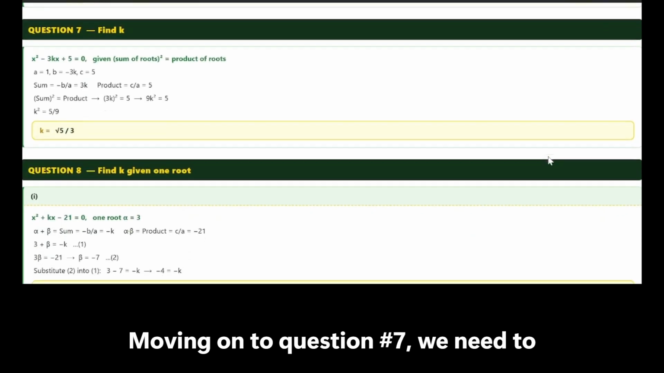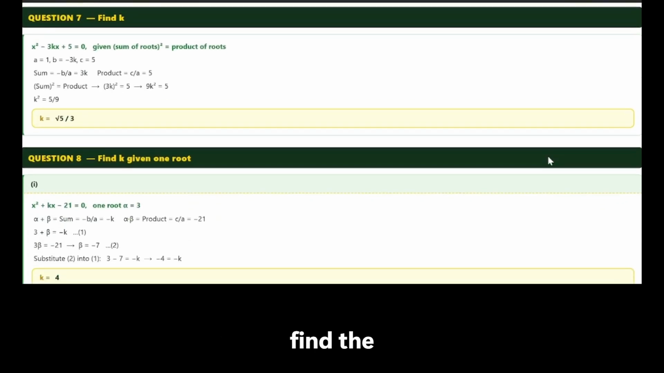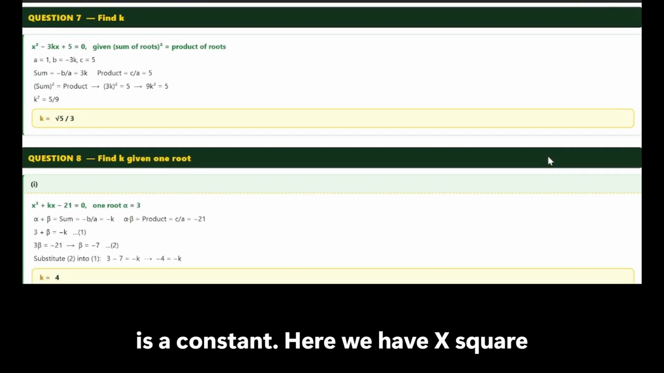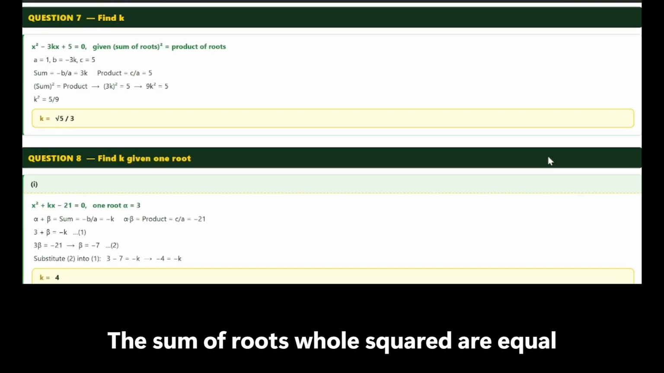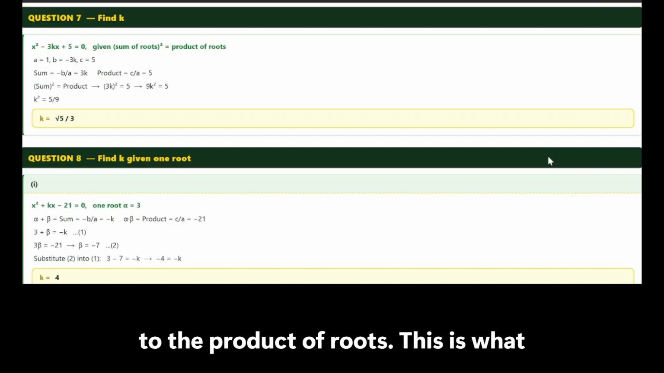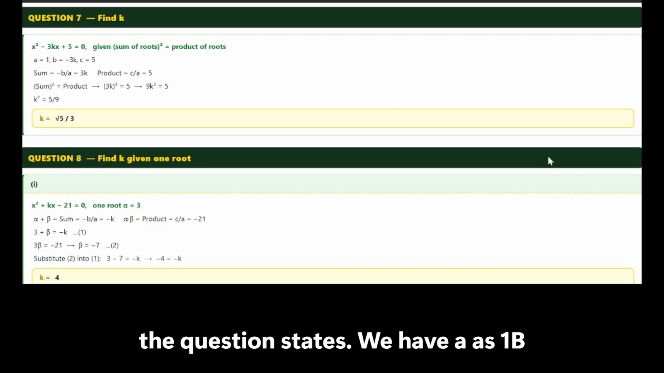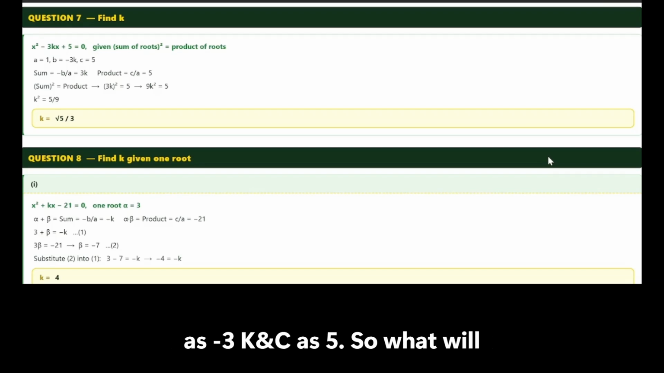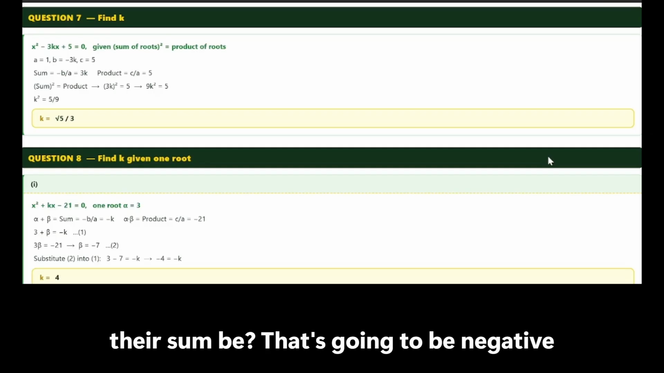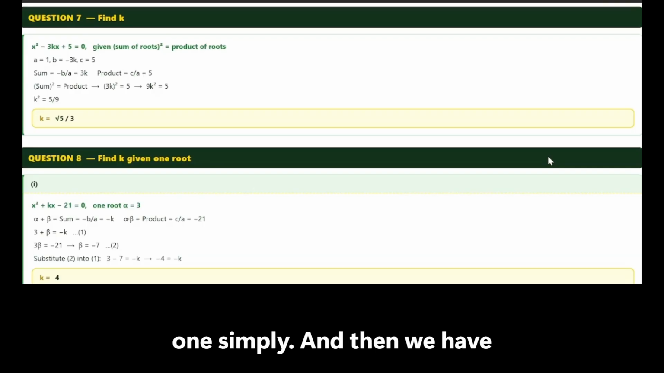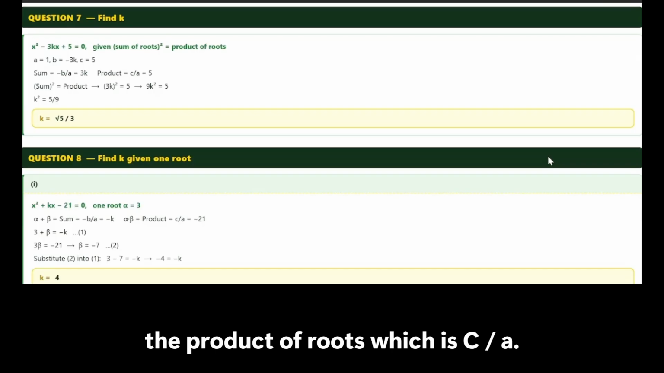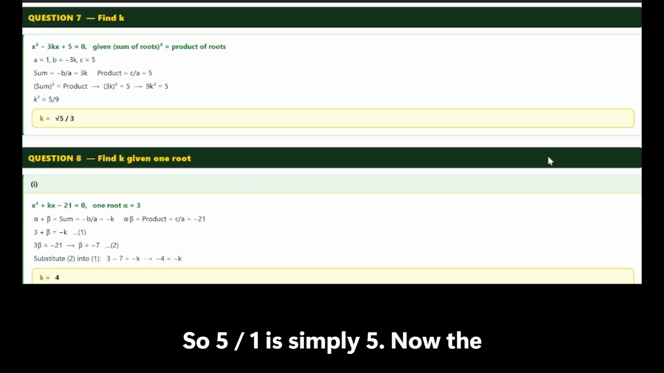Moving on to question number 7, we need to find the value of k. Here we have x square minus 3kx plus 5, and that's equal to 0. The sum of roots whole squared are equal to the product of roots. This is what the question states. We have a as 1, b as negative 3k, and c as 5. So what will their sum be? That's going to be negative b over a. So that's negative 3k over 1, simply 3k. And then we have the product of roots, which is c over a. So 5 over 1 is simply 5.